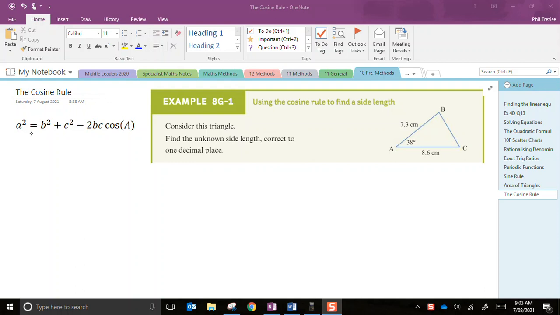A squared equals b squared plus c squared, take 2bc times the cosine of angle A. And of course there's nothing special about writing it with A first. We could write this with any of the sides we choose first.